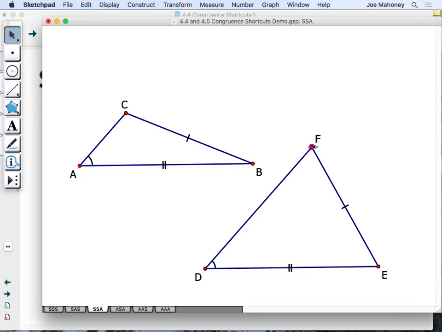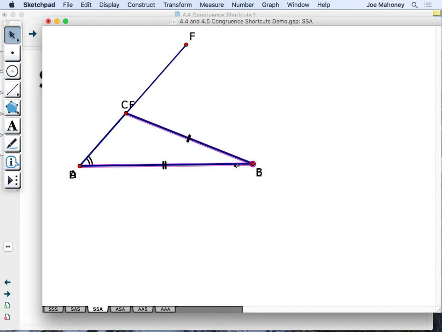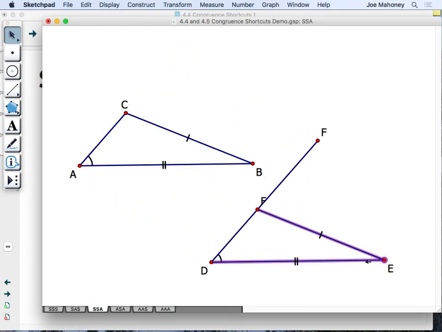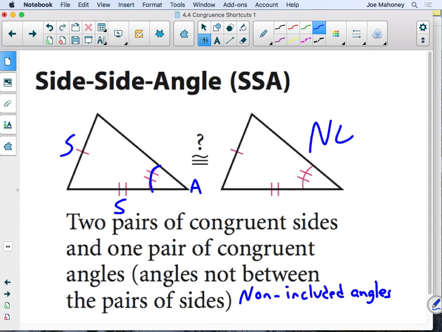If I move the other F down here, there we go. Please notice that I haven't changed the length of side EF. So BC and EF are still congruent. I have a side-side angle relationship, and I've made two completely different triangles that are not congruent. So guess what? Side-side angle is no good.